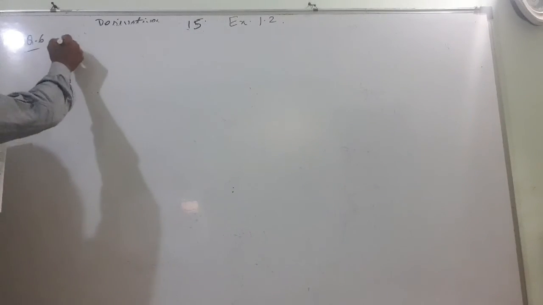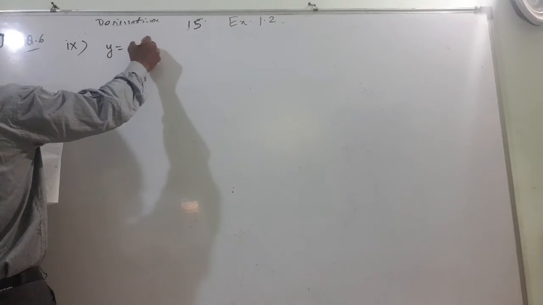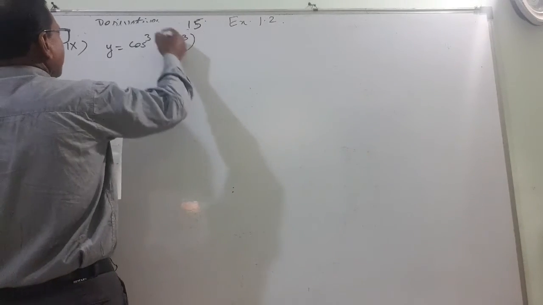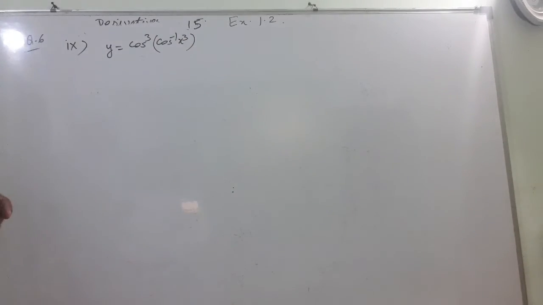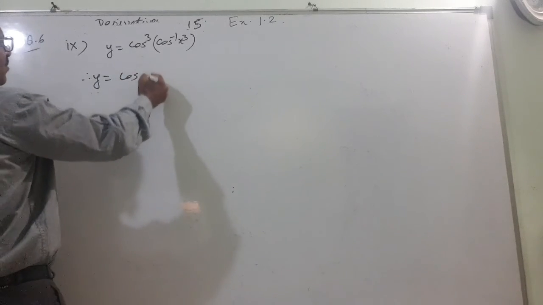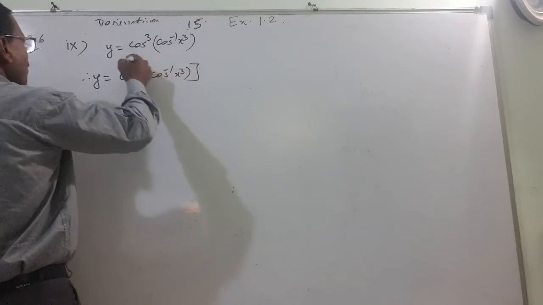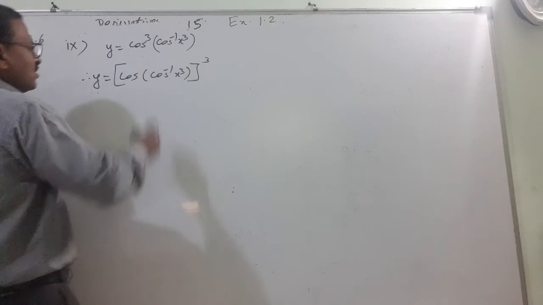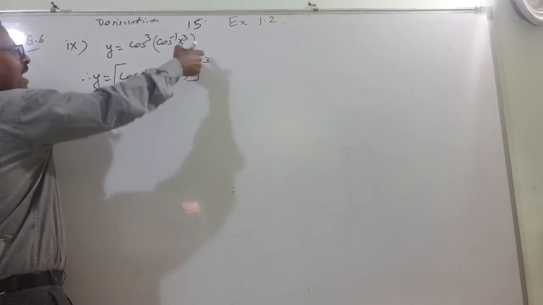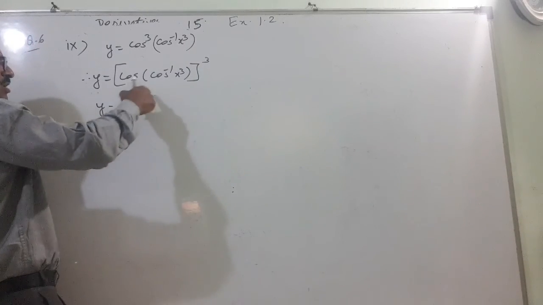Now in that the ninth sum, so directly I will write cos cube of cos inverse of x cube. This type of sum we have solved. So this I will write as y is equal to cos of cos inverse of x cube and whole raised to 3. This way I can write. So this will get cancelled. So y is equal to only x cube and raised to 3.